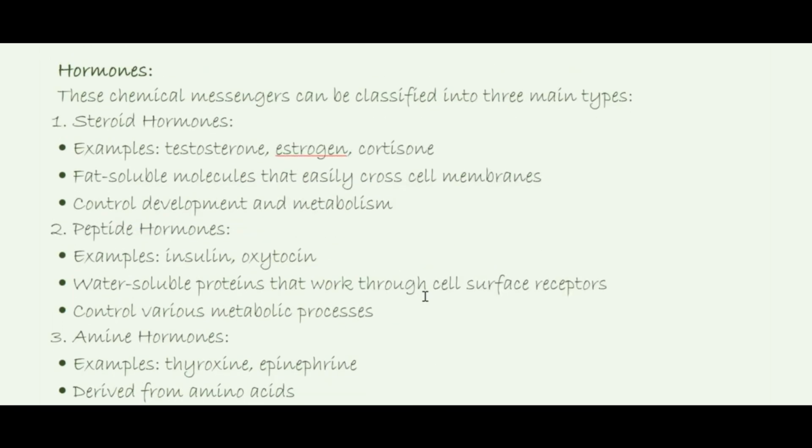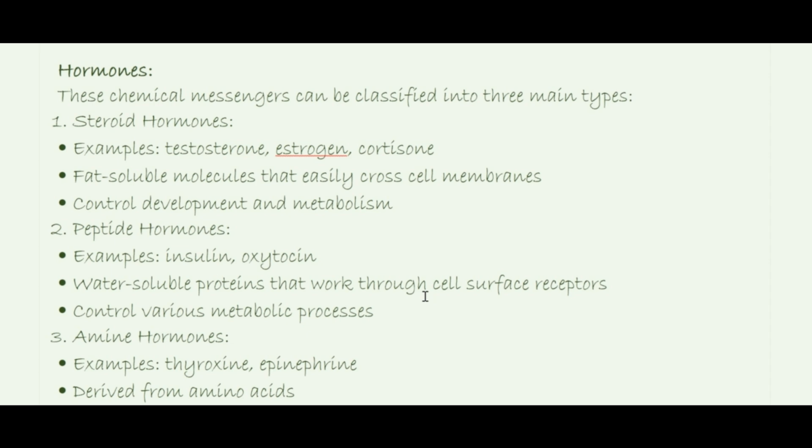The last part of this chapter is hormones. That is a simple topic. The hormones are chemical messengers that can be classified into three main types. First one is steroid hormones like testosterone, estrogen, cortisol. These are fat-soluble molecules that easily cross cell membranes. They are responsible for controlling development and metabolism.